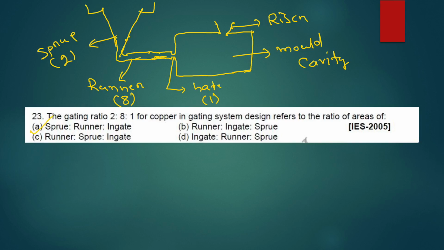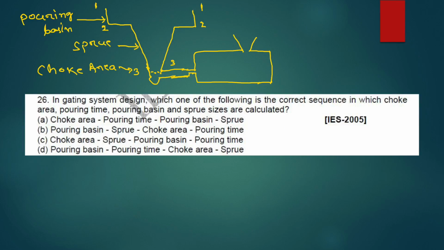In gating system design, which one of the following is the correct sequence in which choke area, pouring time, pouring basin, and sprue sizes are calculated? First we will start from choke area. Choke area is the minimum area at the exit of sprue. This is the choke area. Then we will calculate pouring time by applying Bernoulli's equation, then pouring basin size, then sprue. So A is our answer.